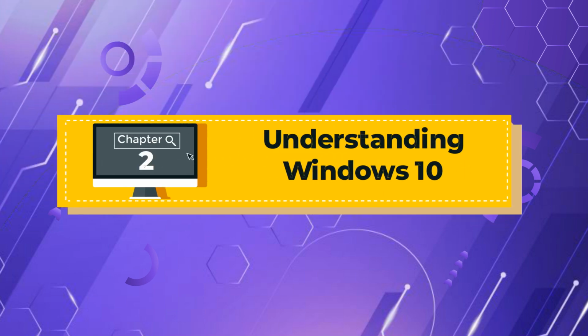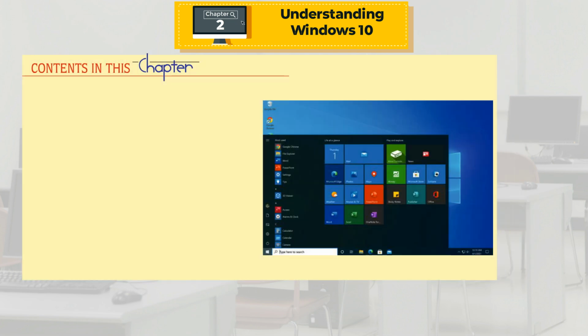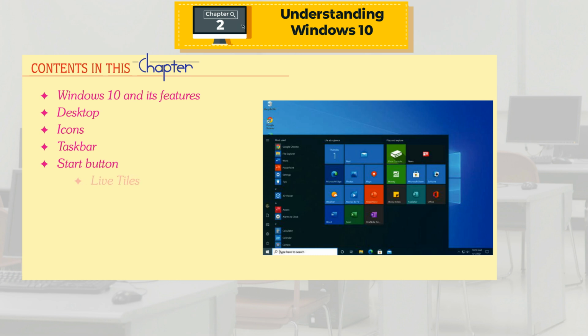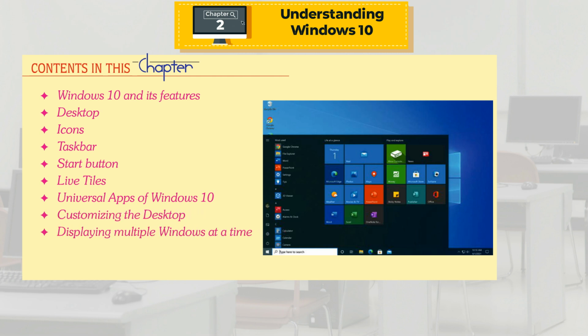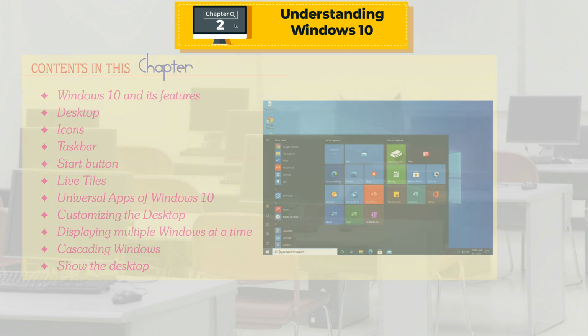Chapter 2: Understanding Windows 10. Contents in this chapter: Windows 10 and its features, desktop, icons, taskbar, start button, live tiles, universal apps of Windows 10, customizing the desktop, displaying multiple windows at a time, cascading windows, show the desktop.